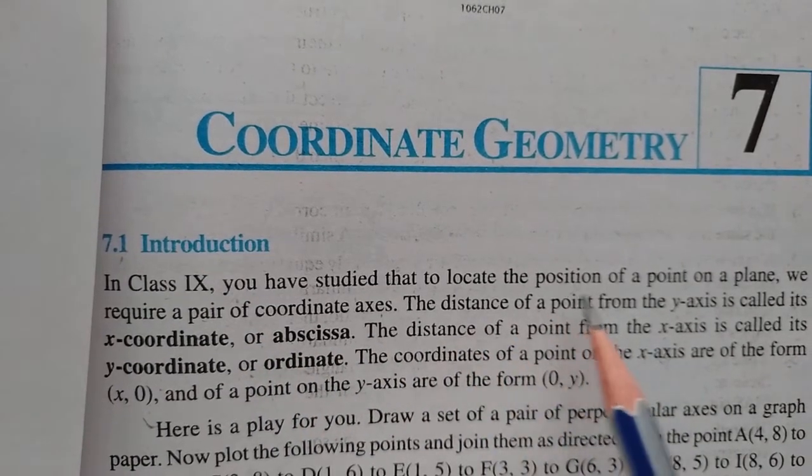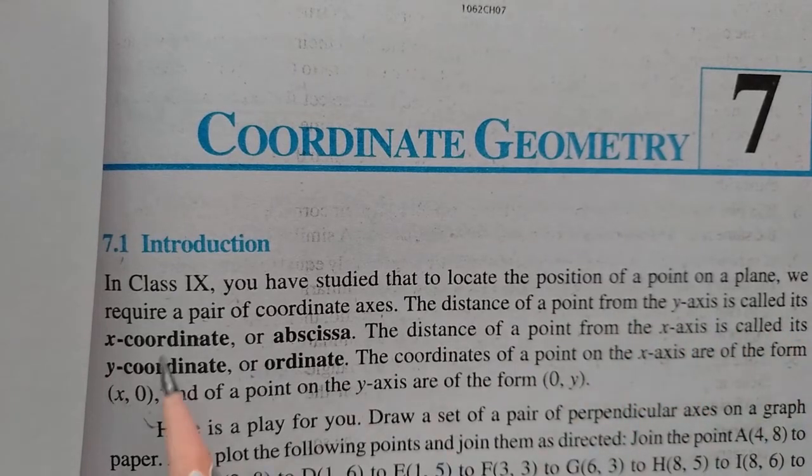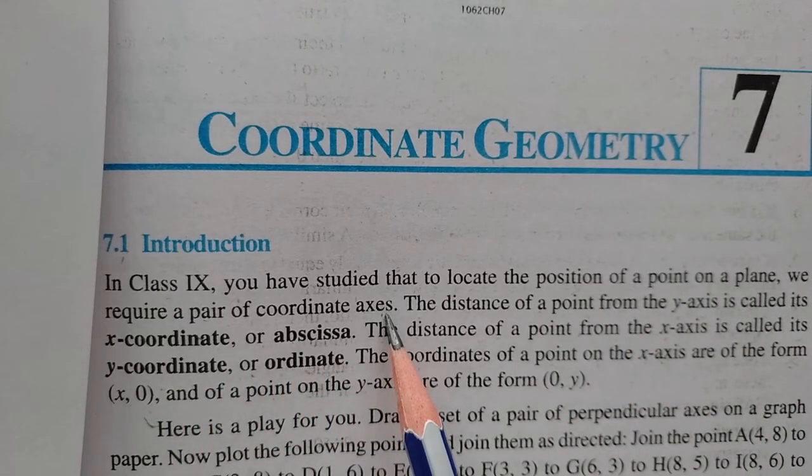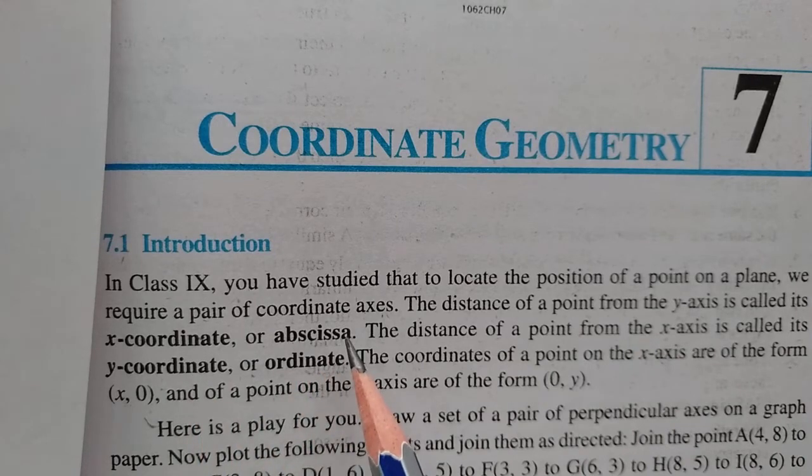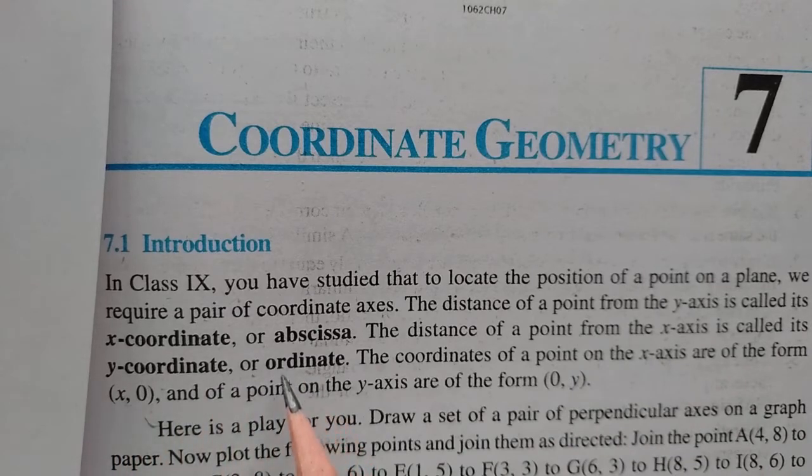To locate the position of a point on a plane, we require a pair of coordinate axes that is known as x-axis and y-axis. The distance of a point from the y-axis is known as the x-coordinate or abscissa. The distance of a point from the x-axis is called its y-coordinate, known as ordinate. The coordinates of a point on the x-axis are of the form (x, 0) and of a point on the y-axis are of the form (0, y).